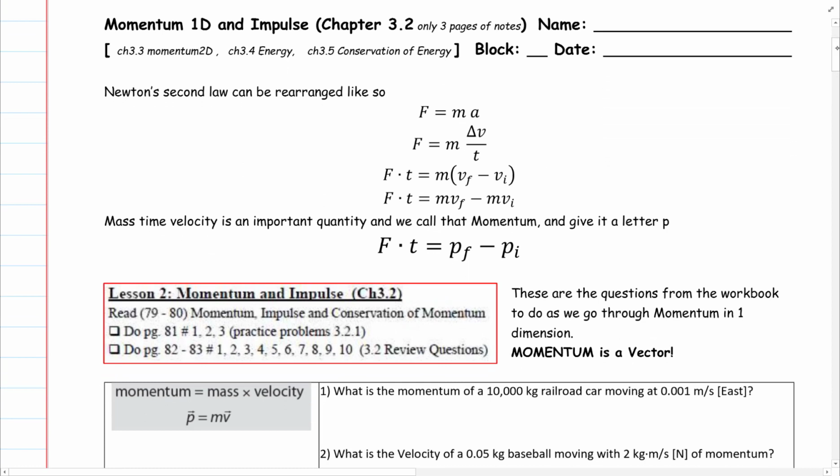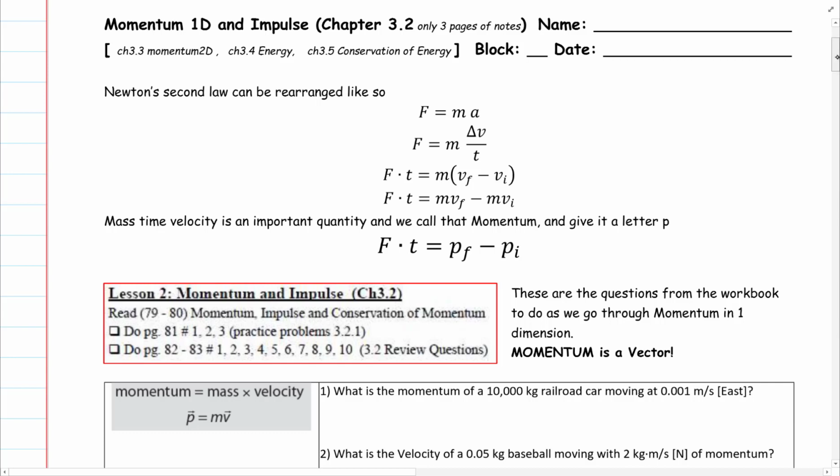We're doing momentum in 1D and impulse, which is chapter 3.2 in the workbooklet. If you're still following along, please do. If you notice in the workbooklet, there's only 3 pages to make up chapter 3.2. Then there's questions, but the 3 pages of notes. 3.1 was forces. 3.3 will be momentum in 2 dimensions. 3.4 is energy, and 3.5 is conservation of energy. All there, just so you know what we're doing and where we are.